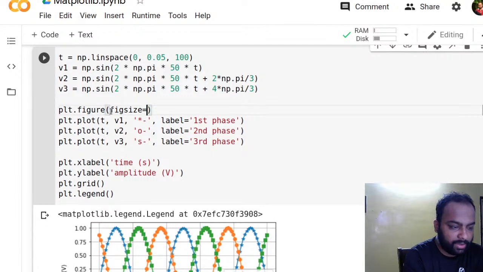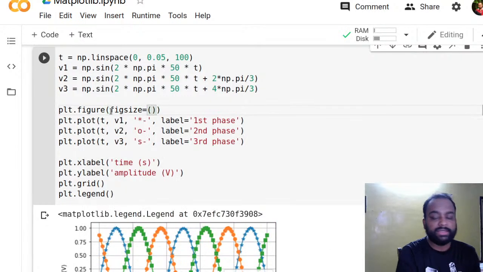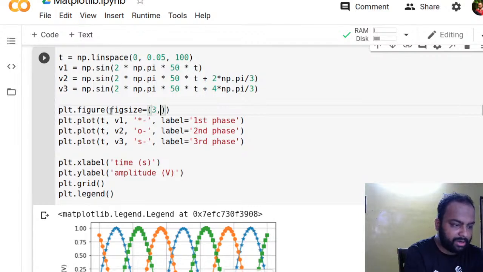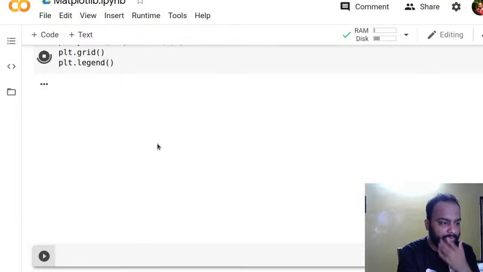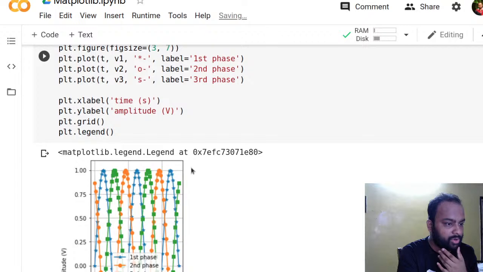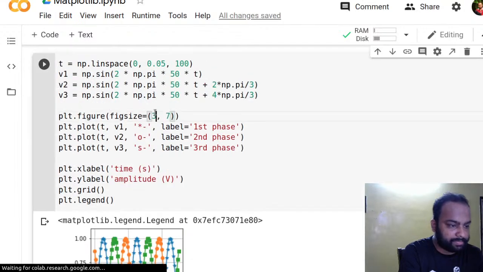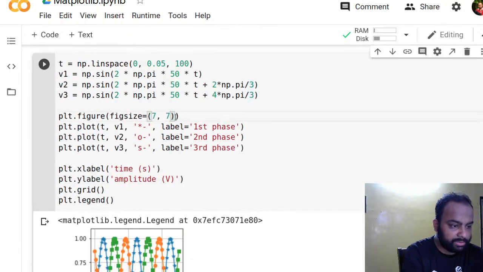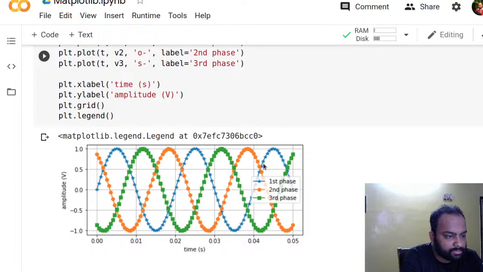and we can pass in a tuple saying, okay, this is the size of the figure I want. Maybe I want this figure to take 3 rows and maybe 7 columns. Let's see what happens. Okay, that was wrong. I mean 7 columns and 3 rows. All right. So now see, the height of the plot reduced and the width has increased.